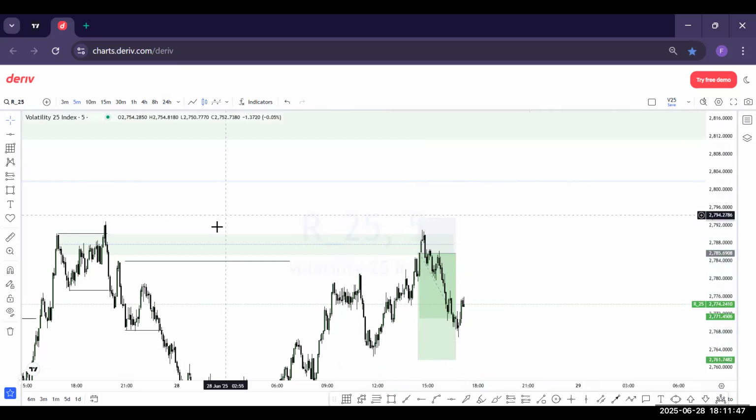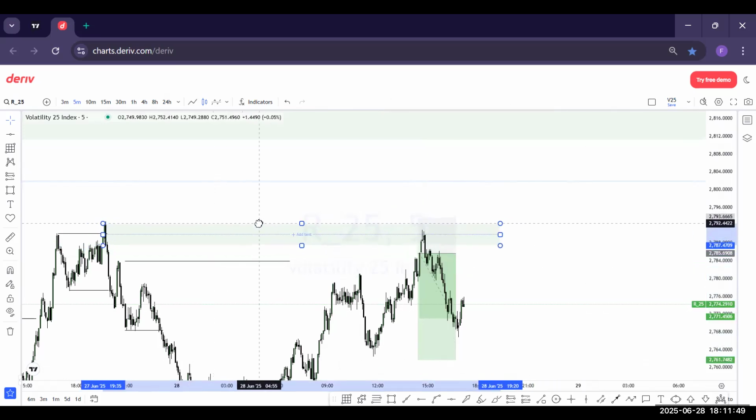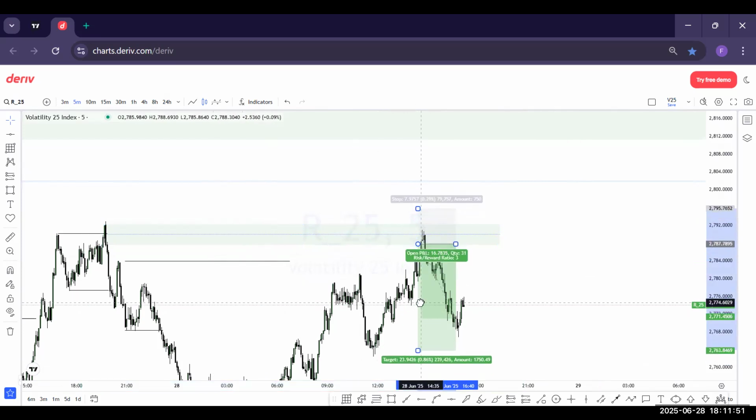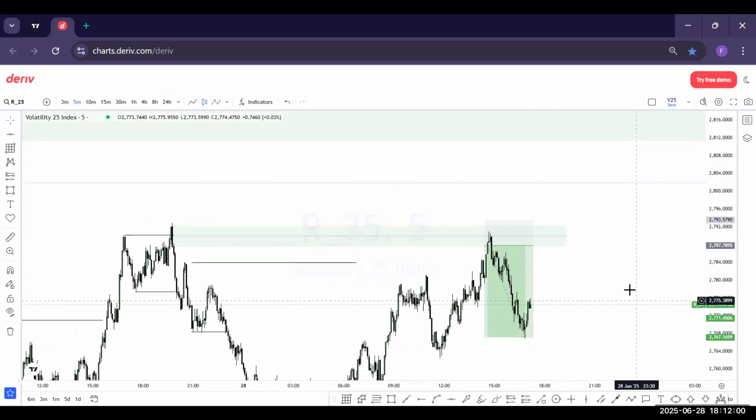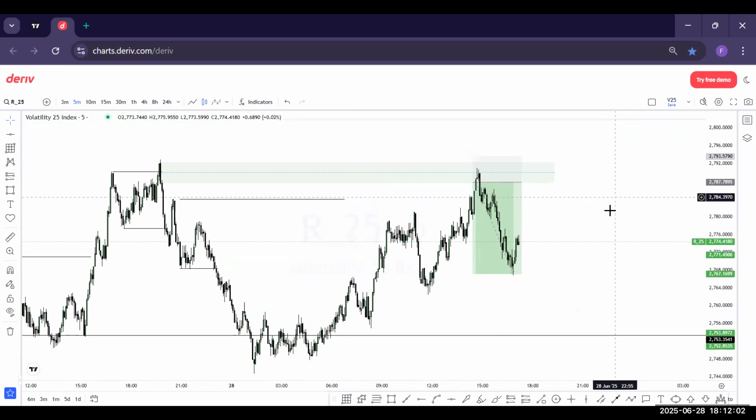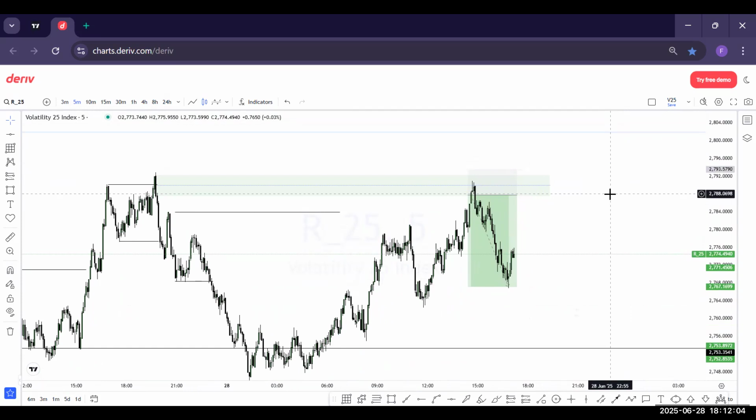This is your 1:3. Assume you enter from the demand area, it means you've already done your 1:3. So that is how to always target 1:3. 1:3 is okay.